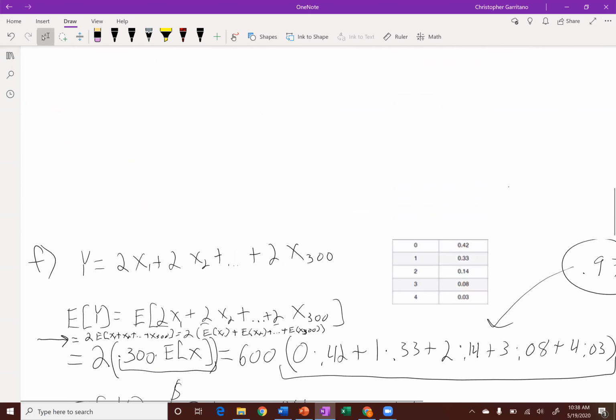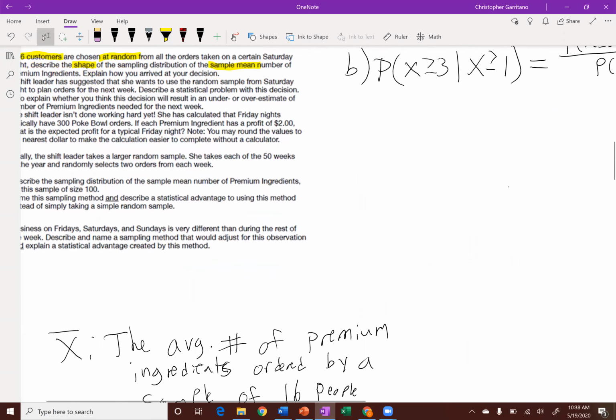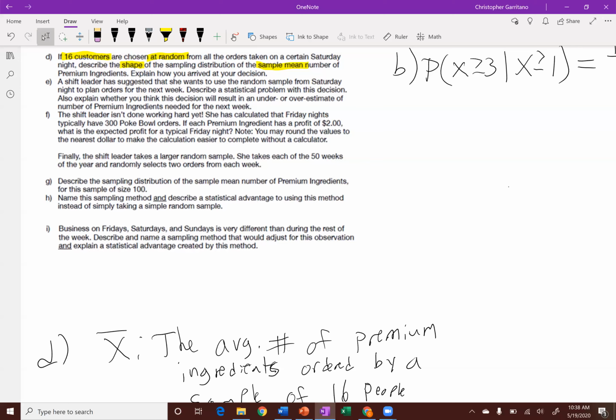All right. I'm running out of steam here. Part H. Since H and I are actually pretty similar, I'm going to just go over one of them in detail, and then I'll skim over the other one. Name this sampling method and describe a statistical advantage to using this method instead of simply taking a simple random sample. Now, they're referring to this method up here. Okay, and so this is a stratified sampling method.